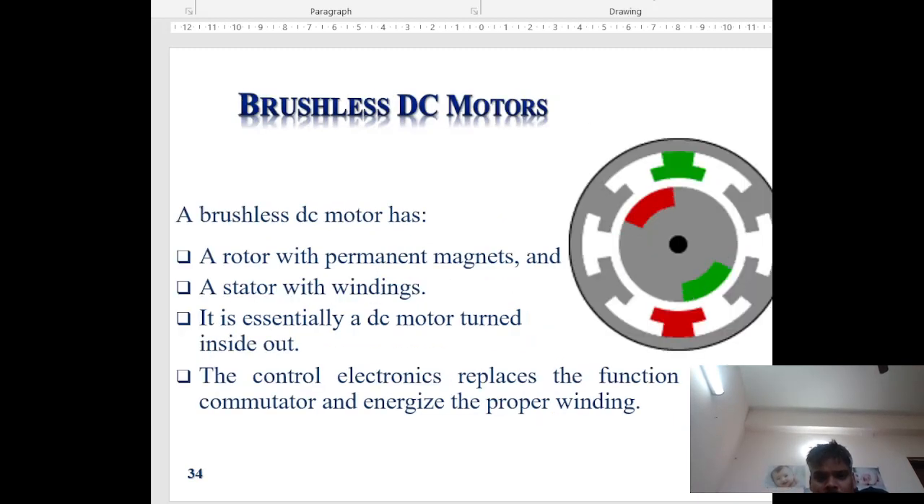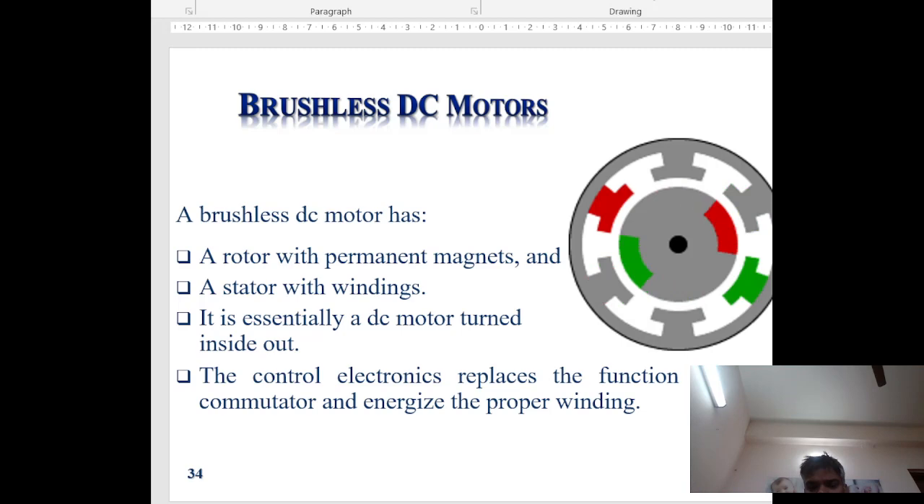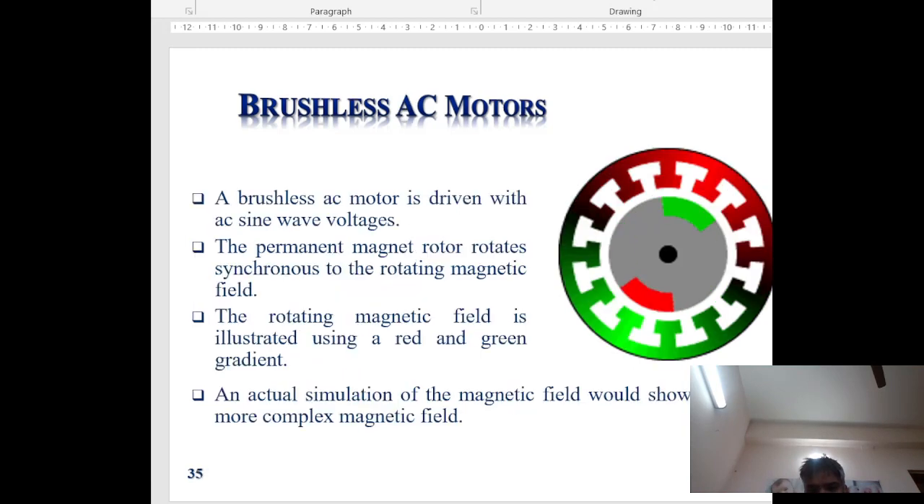Variable frequency supplies, brushless DC motor. A rotor with permanent magnet and stator with winding. It is essentially a DC motor turned inside out. The control electronics replaces the function of the commutator and energizes the proper motor winding. Brushless AC motor: AC sine wave voltage. The permanent magnet rotor rotates synchronously with the rotating magnetic field.